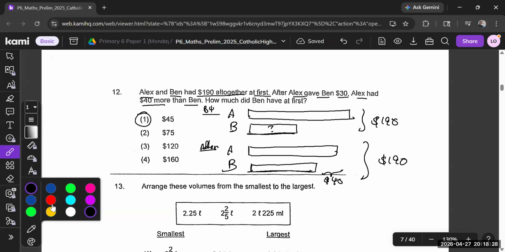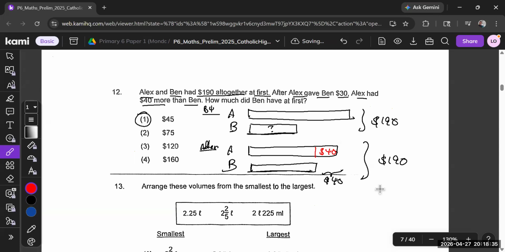So what do you do? You cut 40, then divide by 2. 190 minus 40 is 150. 150 divided by 2, you will get 75, right? And then you work backwards to find Ben's amount at first. Ben gets $30 from Alex, so you throw back the $30 to Alex. So Ben throws back $30. So Ben must have how much? Ben must have $45 at first, which is number one.